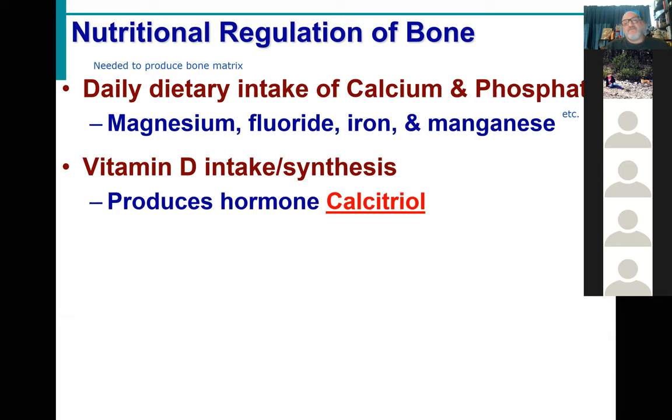Vitamin D is a very important vitamin to have. Vitamin D, notice it says intake or synthesis. Obviously intake, we can ingest it, but how do we synthesize vitamin D again? Does anybody remember? Wasn't it from the sunlight in the skin? Exactly. In the skin, we have a special cholesterol that when exposed to UV radiation from the sun gets converted into vitamin D. That vitamin D then gets activated into a hormone. And that hormone is called calcitriol.